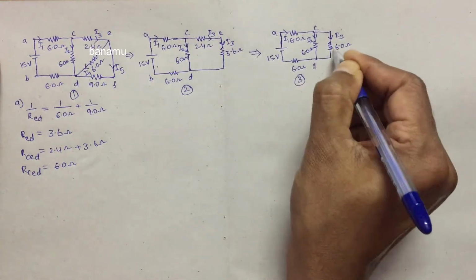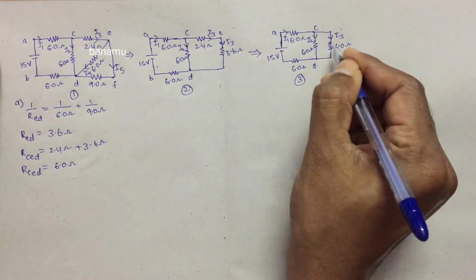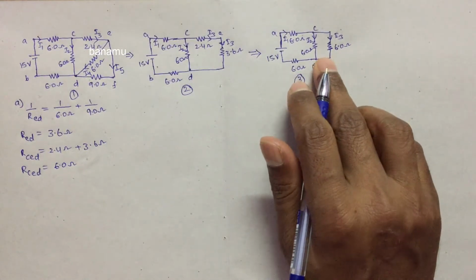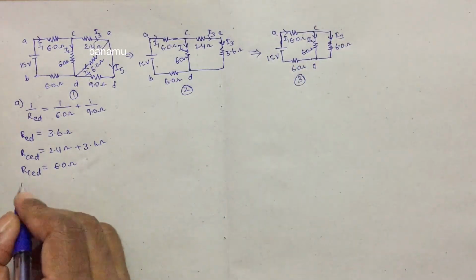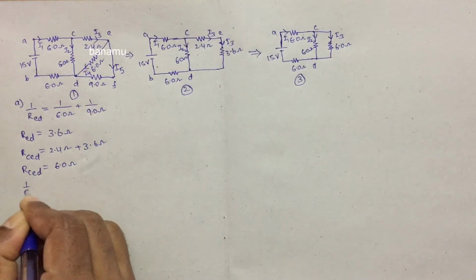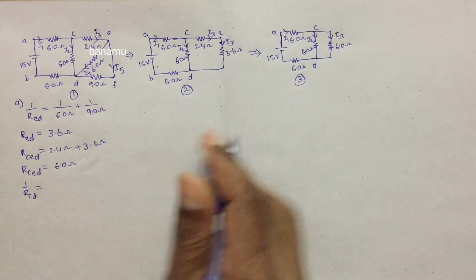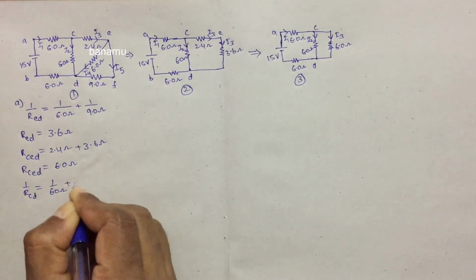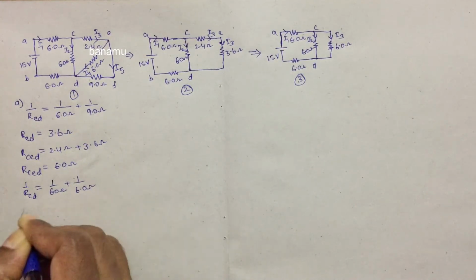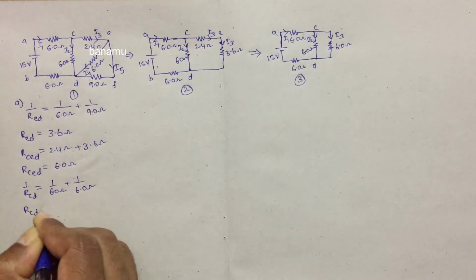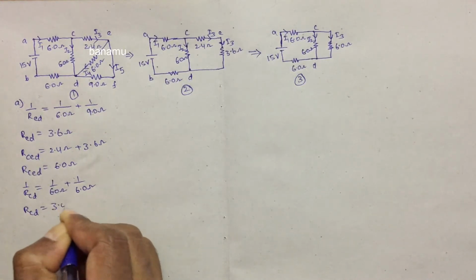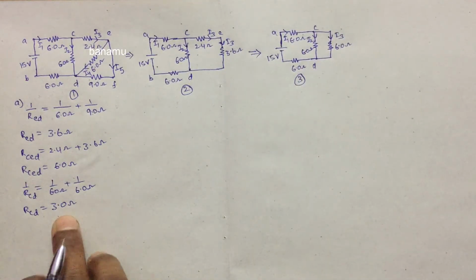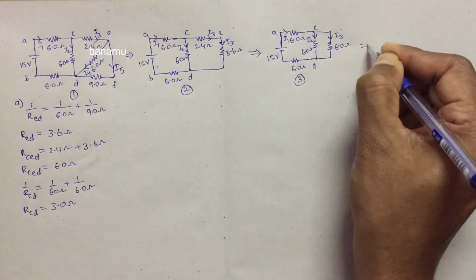Consider the 6 ohm resistance and another 6 ohm resistance, both connected in parallel to each other. The equivalent resistance in the parallel circuit is R_CD. The reciprocal of R_CD is equal to the sum of the reciprocals of the individual resistances. So 1 by 6 ohms plus 1 by 6 ohms. So R_CD is equal to 3 ohms. So the equivalent resistance in the parallel circuit is 3 ohms.